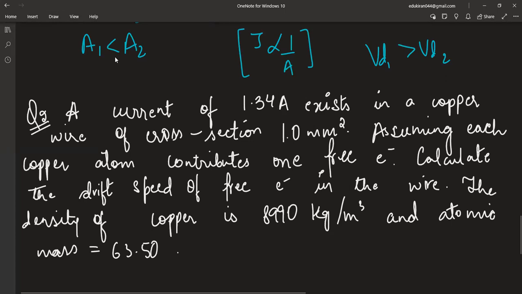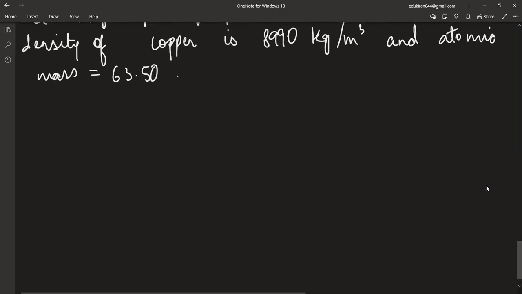See, a current of 1.34 ampere exists in a copper wire of cross section 1 millimeter square. Assuming each copper atom contributes one free electron, calculate the drift speed of free electron in the wire. The density of copper is 8,990 kg per meter cube and atomic mass is 63.50. Here you have to apply a little bit of concept from your chemistry, the mole concept, which you must have completed in class 11. That concept you have to apply.